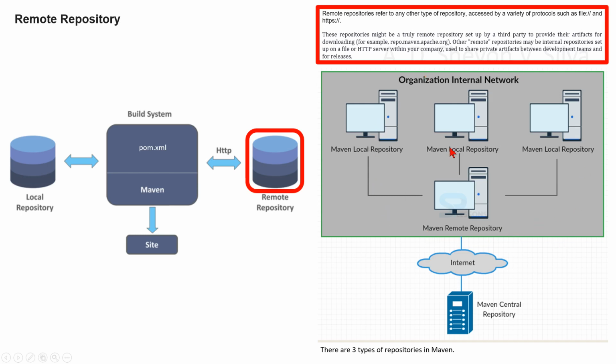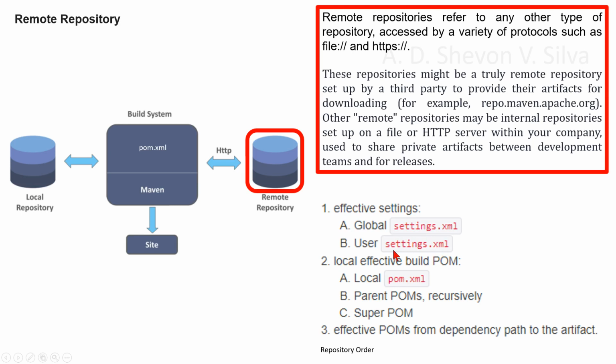Here the local repository interacts with the Maven remote repository. The organization's local network interacts with the internet, and the internet interacts with the Maven central repository. Here you can see the repository order.